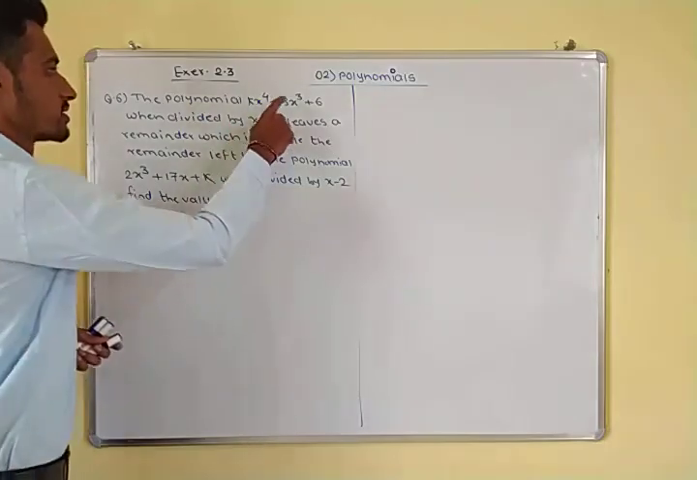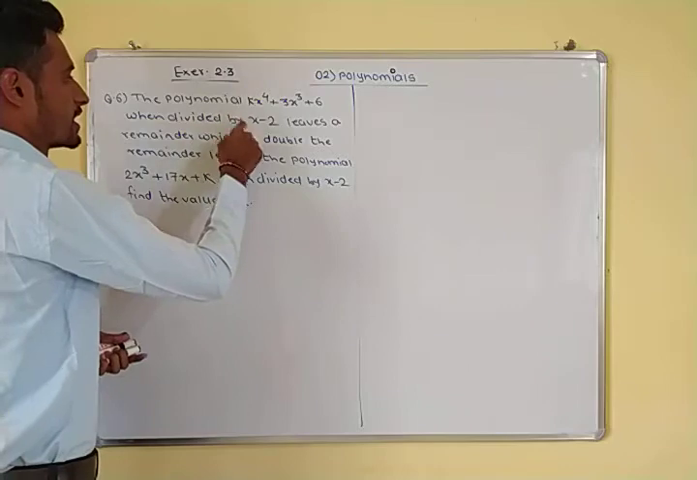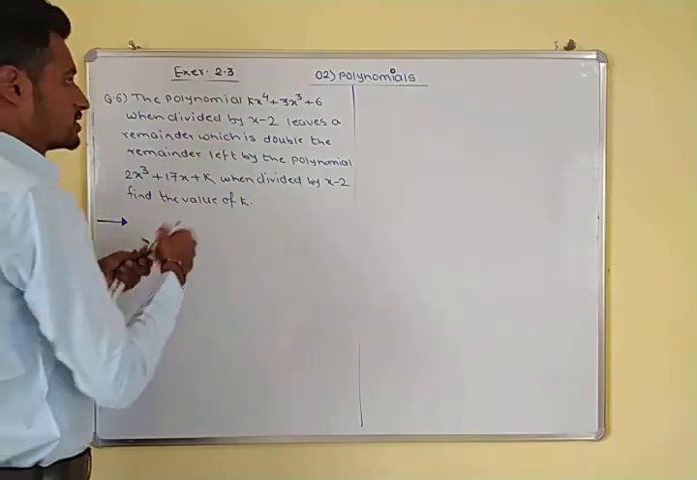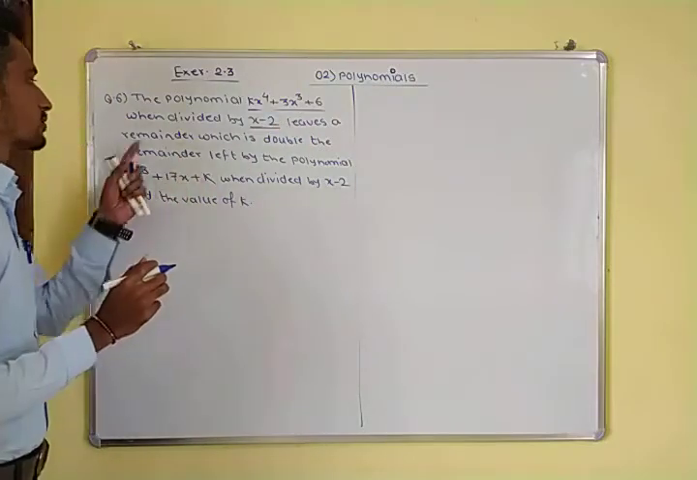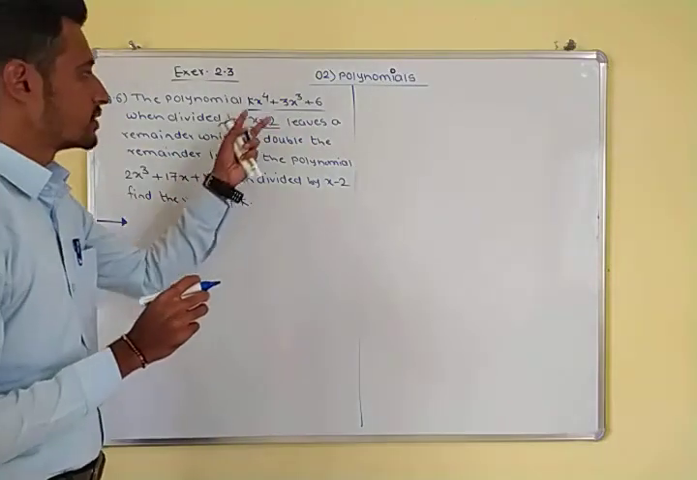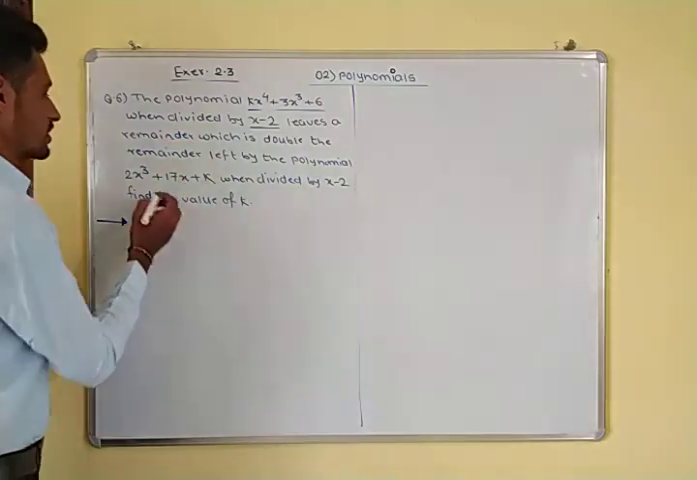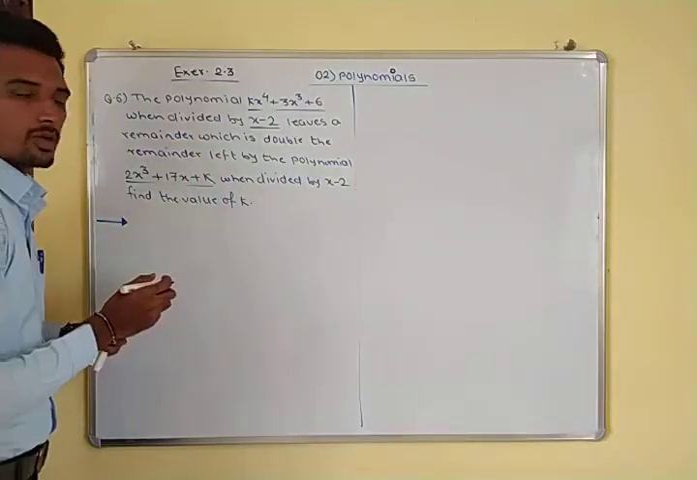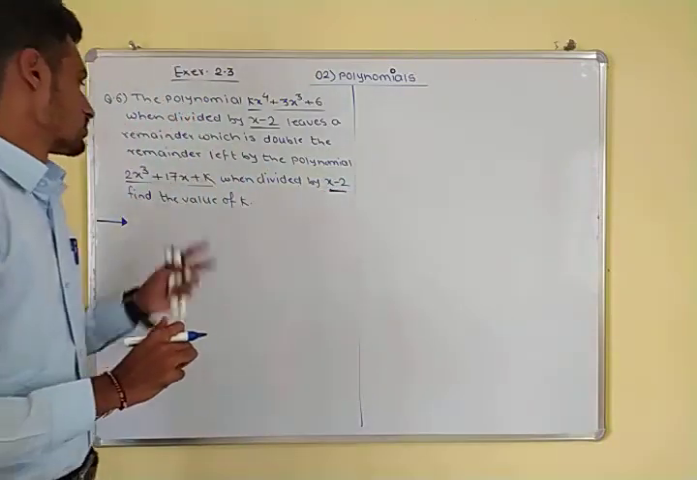The question number 6 is: the polynomial kx to the power 4 plus 3x to the power 3 plus 6, when divided by x minus 2, leaves a remainder which is double the remainder left by the polynomial 2x to the power 3 plus 17x plus k, when divided by x minus 2. Find the value of k.